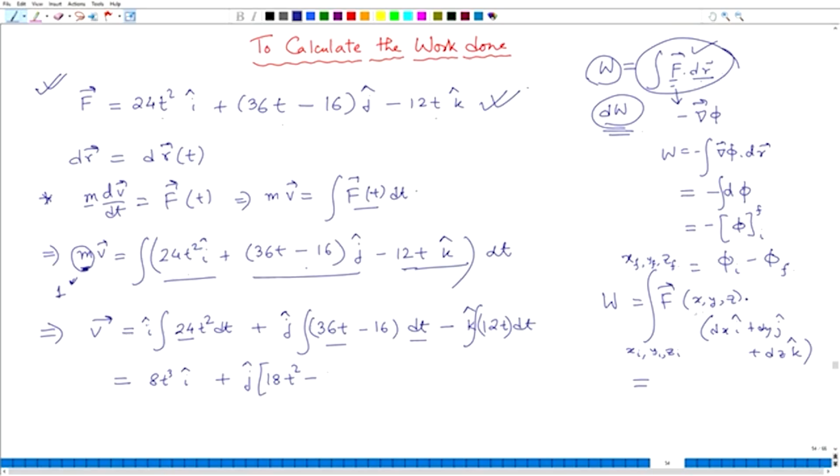16t. So, I can write that 16t. Okay. Finally, this part I can write 12t² by 2, which is nothing but minus 6t² k̂. Okay. So, this is not the end. We have to add an arbitrary constant of integration, and I can call that k₀. This is a constant vector.